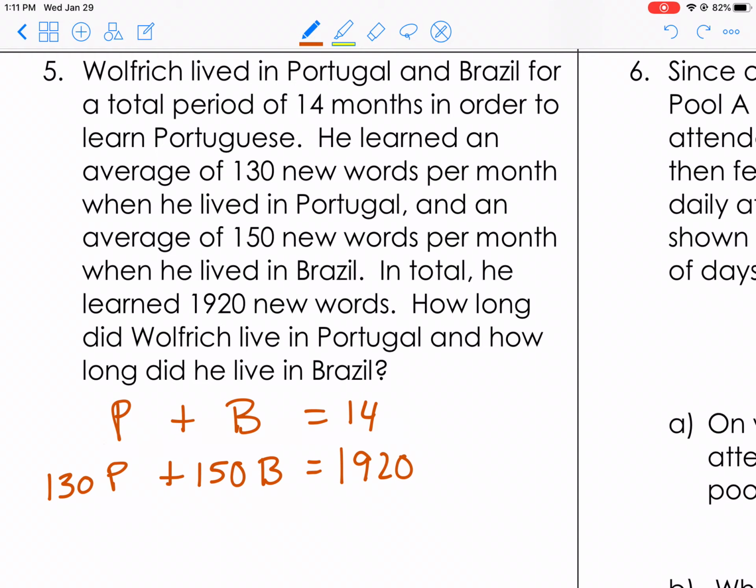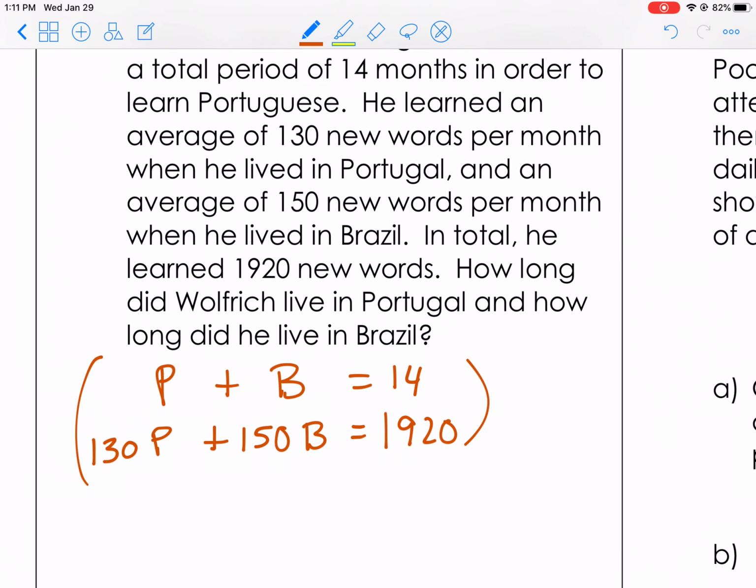You could also use elimination. If you wanted to eliminate the P, you could multiply this one by negative 130. Or if you wanted to eliminate the B, you could multiply this top equation by negative 150 and then add the two equations. Once you find P or B, I'd plug it back into this equation to find out the other one.